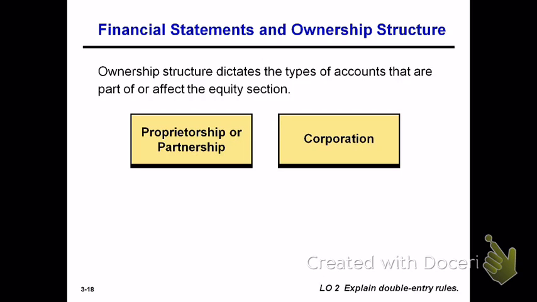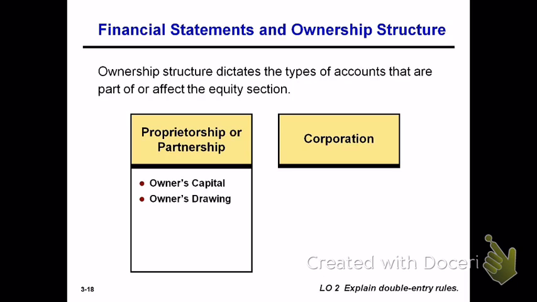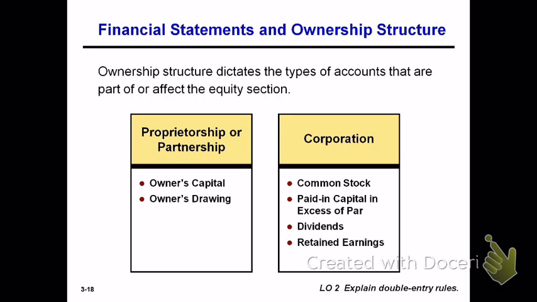Ownership structure, we deal with two different types. We mostly will deal with corporations after we get out of Chapter 1 and 2. The other thing could be a partnership or a proprietorship. And the only difference is what shows in the owner's equity section. So under a partnership or a proprietorship, they'll have owner's capital accounts and owner's drawing accounts. In a corporation, we're going to have common stock, paid in capital in excess of par. Sometimes they call it additional paid in capital. You'll have dividends accounts and you'll have a retained earnings account.